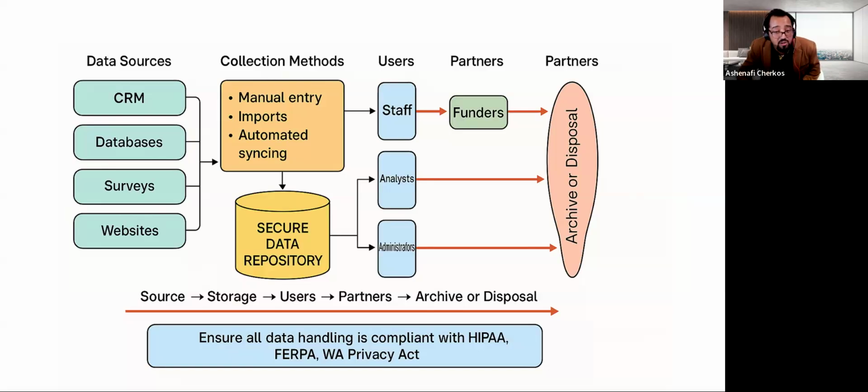And finally, when data is no longer needed, it moves to archive or secure disposal, ensuring sensitive information isn't kept longer than necessary. So throughout the entire process, the organization must ensure compliance with laws like HIPAA, FERPA, or the Washington Privacy Act as well. So this is an ideal example for data mapping. If you know your data source, data collection methods, data storage, users, and partners, then you can substitute those sources, and you can create your own organization's data mapping.